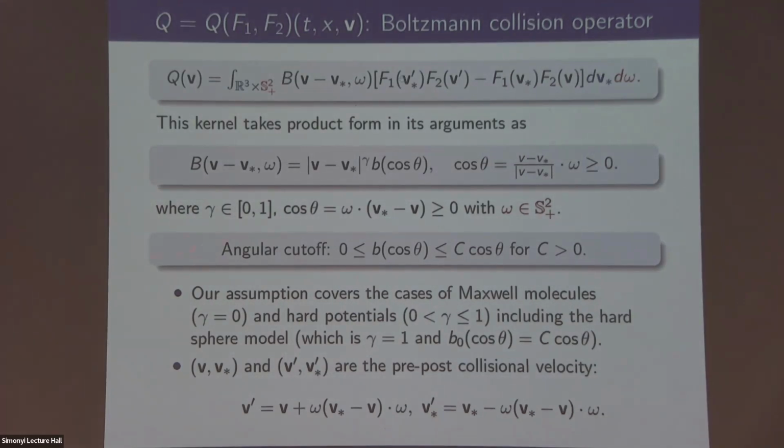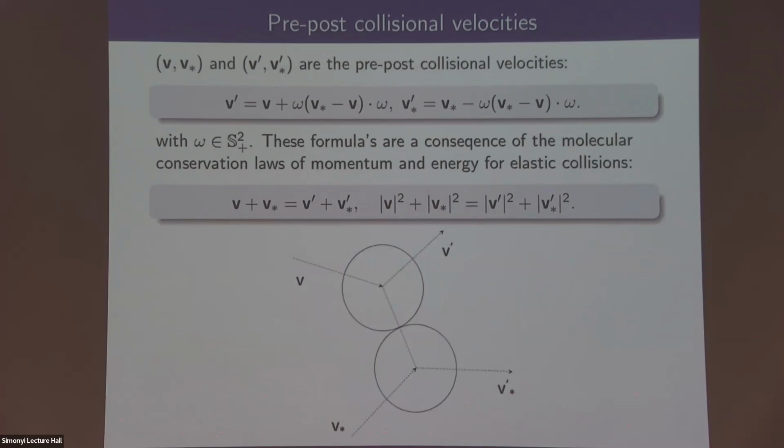Cool. So our assumption covers the case of Maxwell molecules, gamma equals 0, and hard potentials, gamma between 0 and 1, including the hard sphere model, where gamma equals 1 and b of cosine theta is cosine theta exactly. At the bottom, we have these pre- and post-collisional velocities, v star and v prime star, and they have this formula. I won't read it to you, but I'll write it again here. These formulas are a consequence of the conservation laws of momentum and energy for elastic collisions.